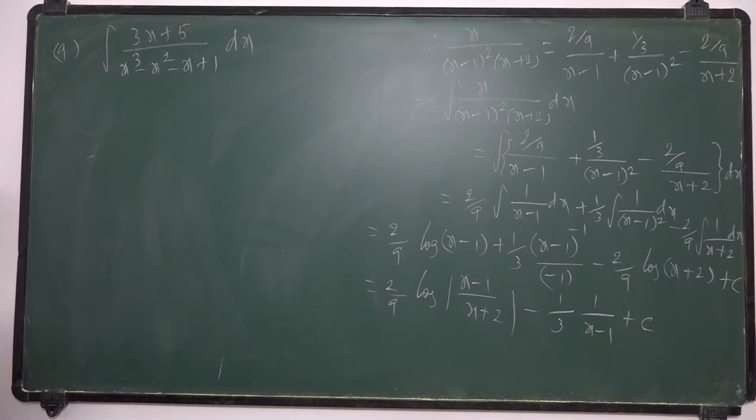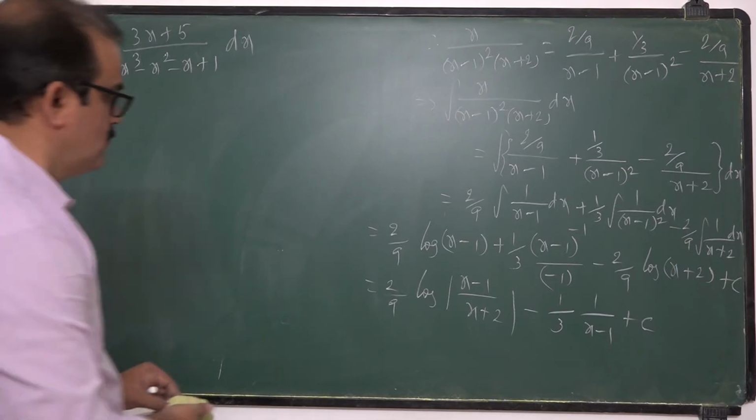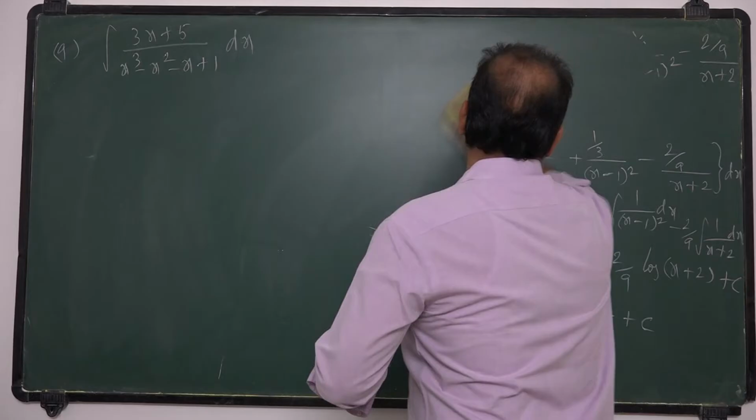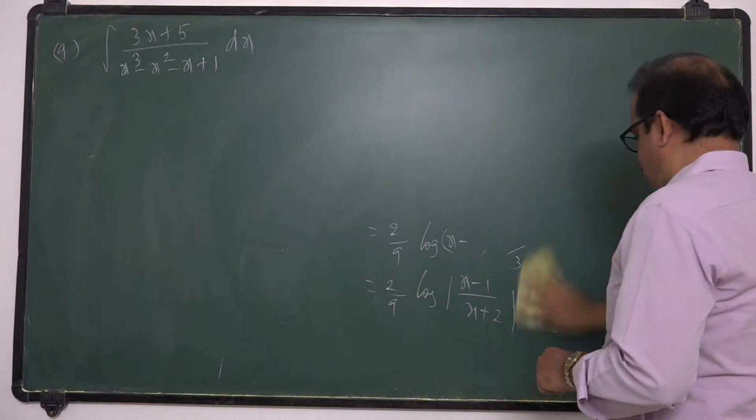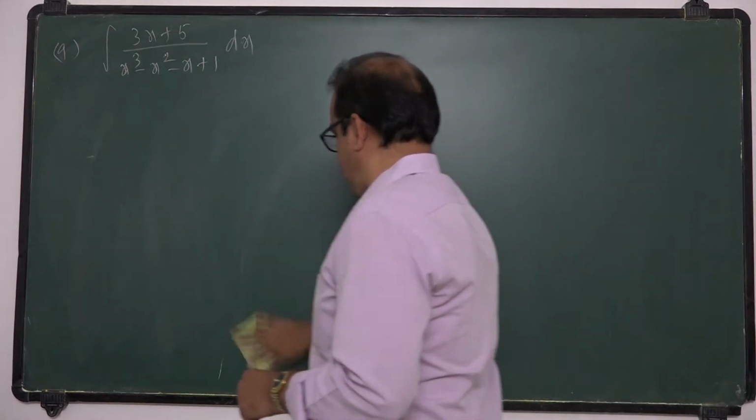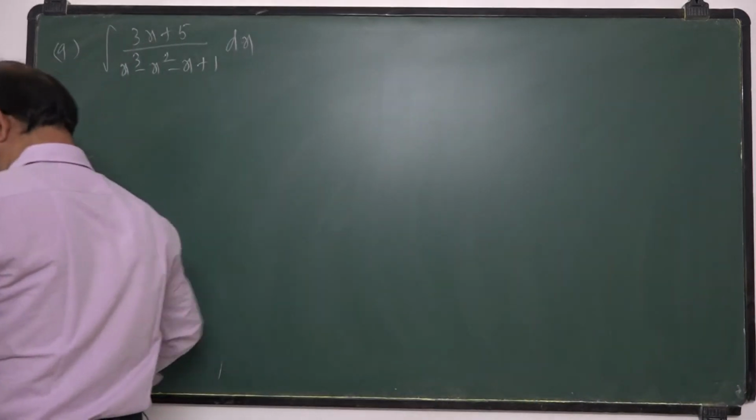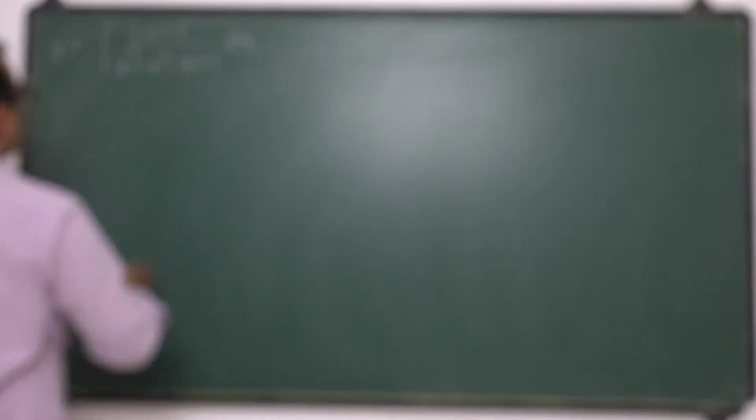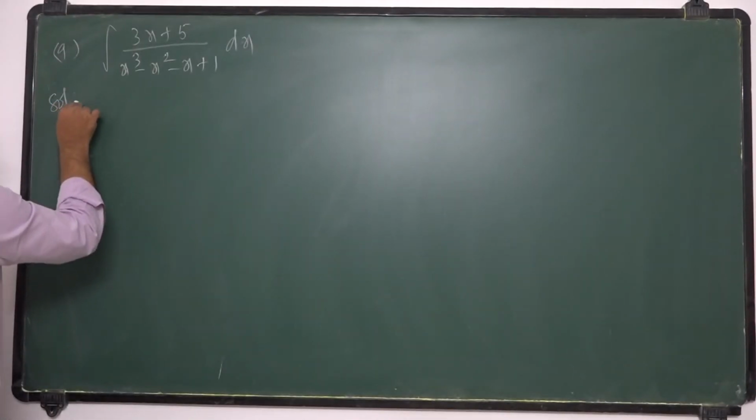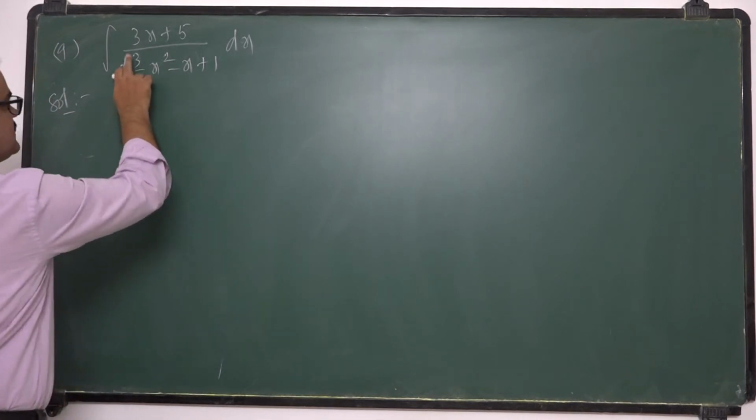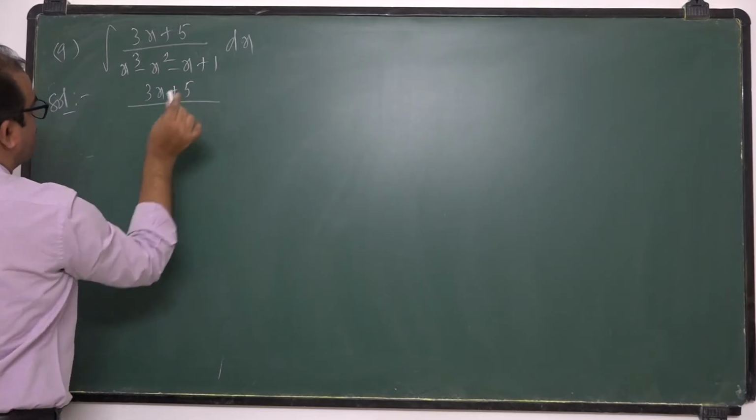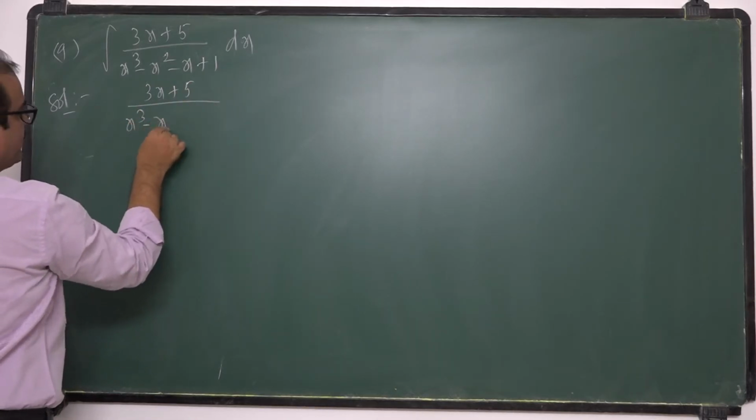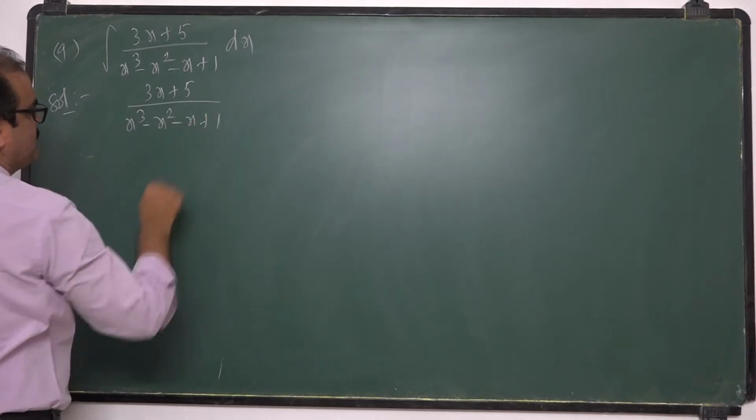Next, ninth problem. What is the given function here? 3x plus 5 by x cube minus x square minus x plus 1.